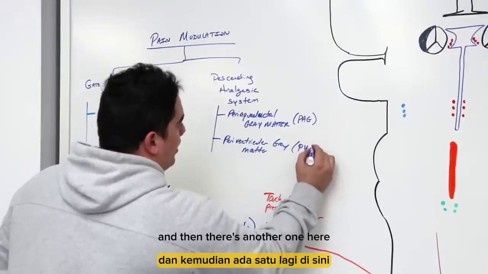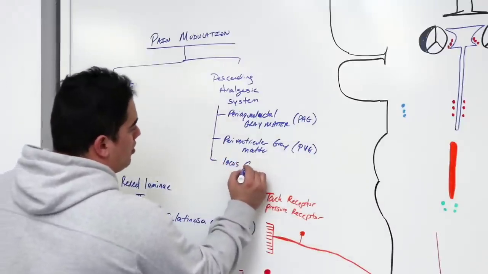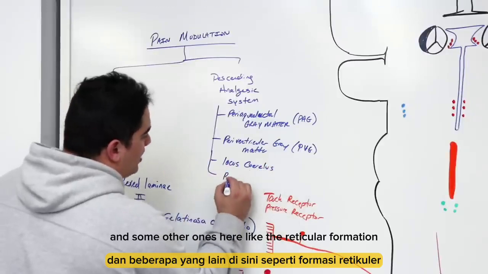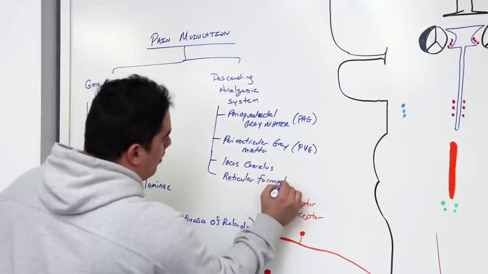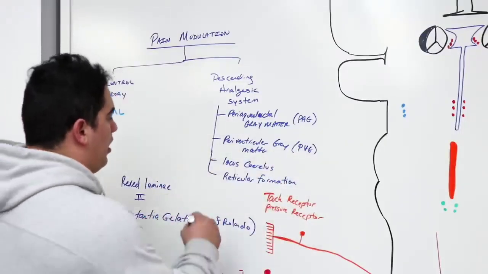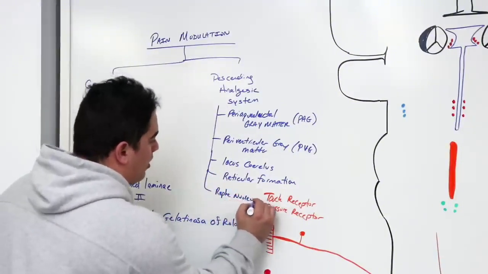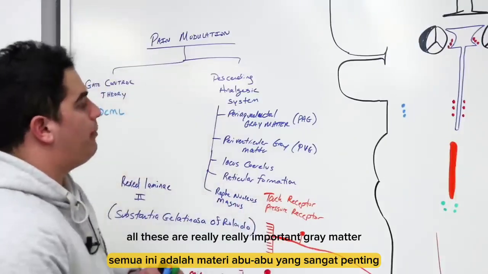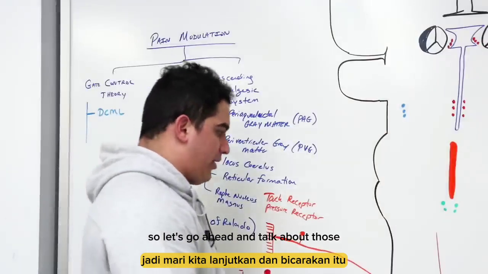And then there's another one here, which is going to be called the locus coeruleus. And some other ones here like the reticular formation. And we'll talk about another one, which is going to be the raphe nucleus magnus. All these are really, really important gray matter structures that are going to control these descending fibers. So let's go ahead and talk about those.